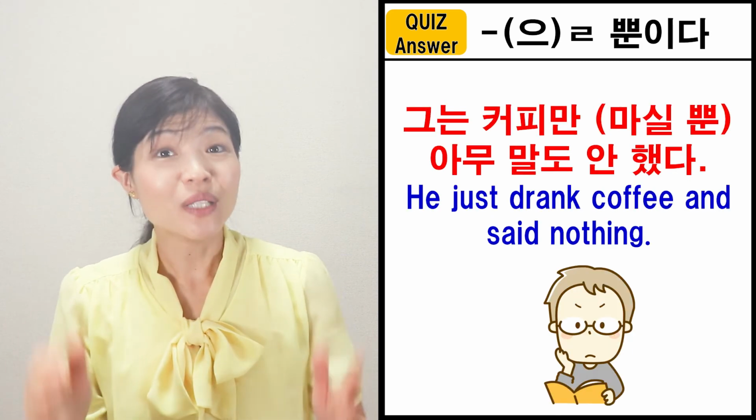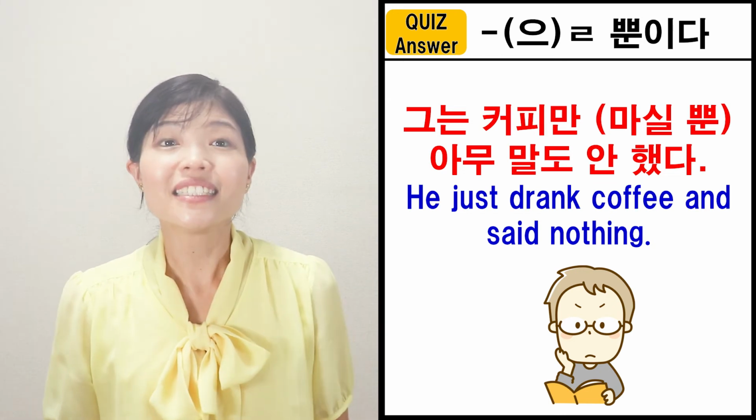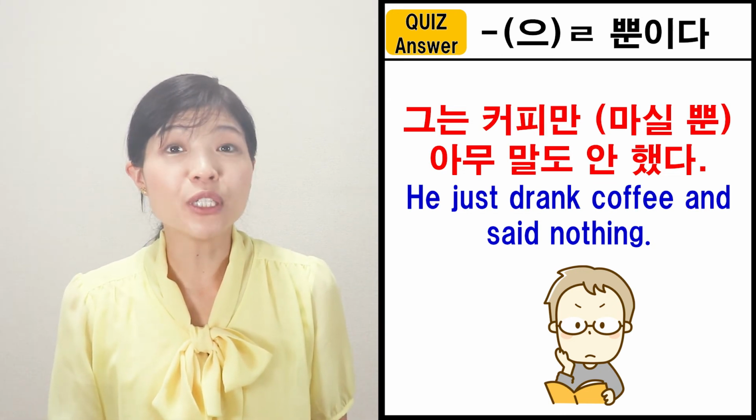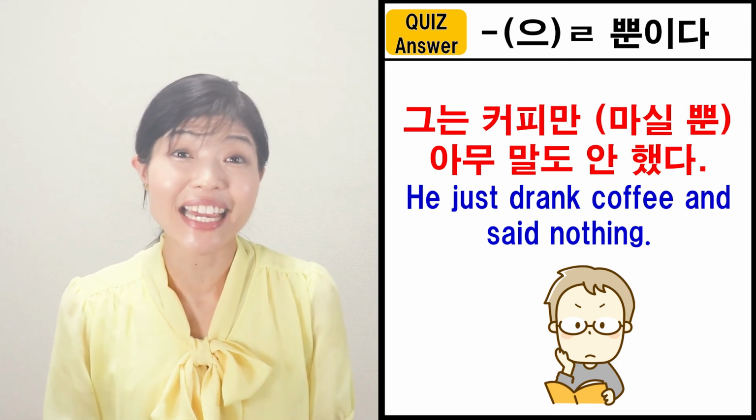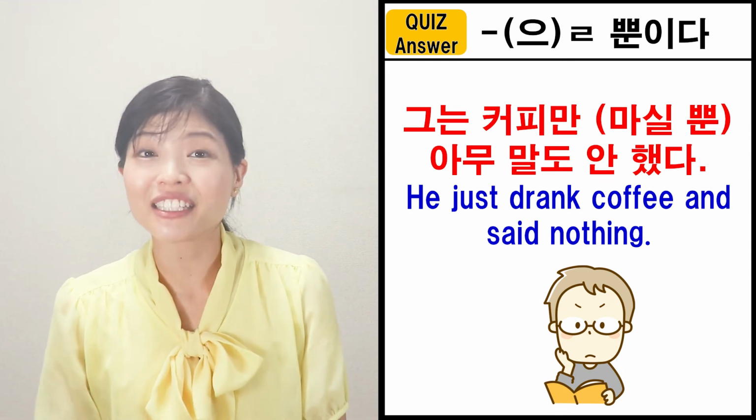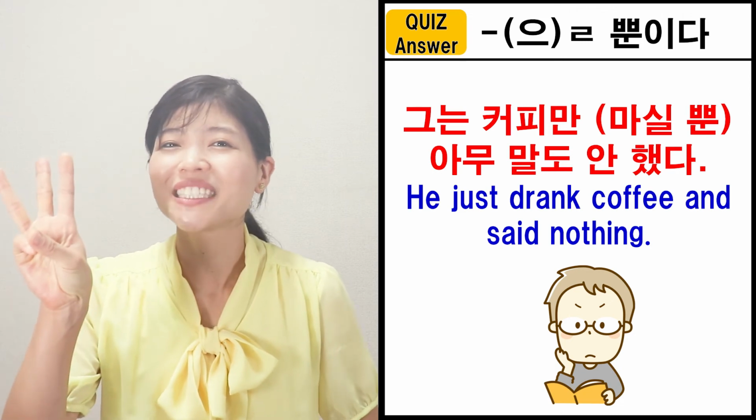Okay? Now let's read the sentence together. 그는 커피만 마실 뿐 아무 말도 안 했다. I wonder why he didn't say anything. Anyway, you can read this part at least 3 times.